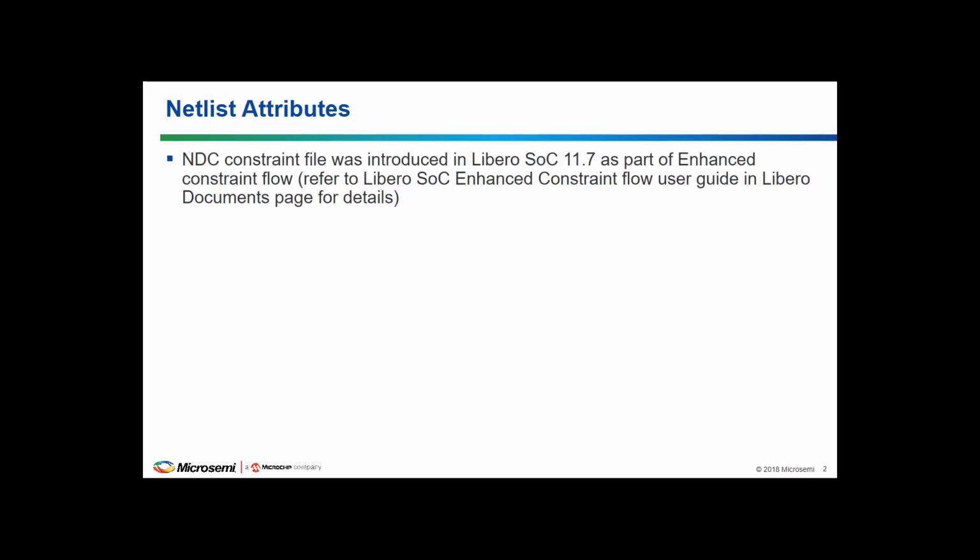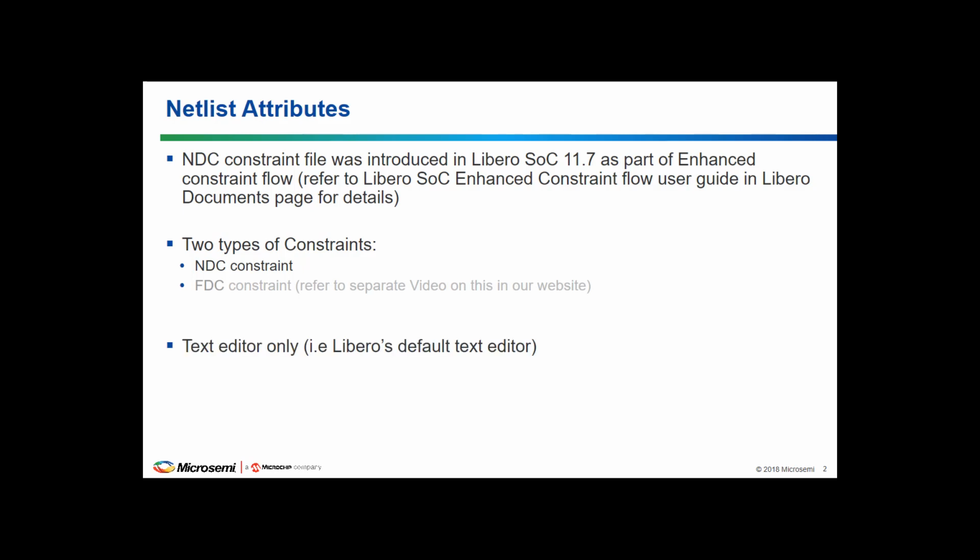Netlist attributes, NDC constraint file was introduced in Libero SoC version 11.7 as part of enhanced constraint flow. There are two types of constraints: NDC constraint, which will be discussed in this presentation, and FDC constraint. A separate video will be available on this in our website. These are text only files. You can use Libero's default text editor to create these constraints file.